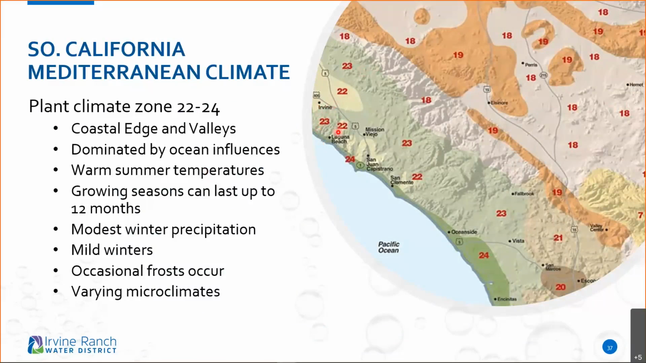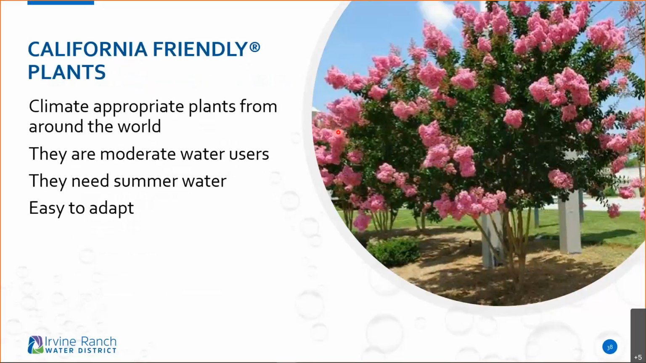Now, California-friendly plants, they're climate-appropriate plants from all around the world that are easy to adapt to here in California, Southern California. They are moderate water users. They do need that summer water.